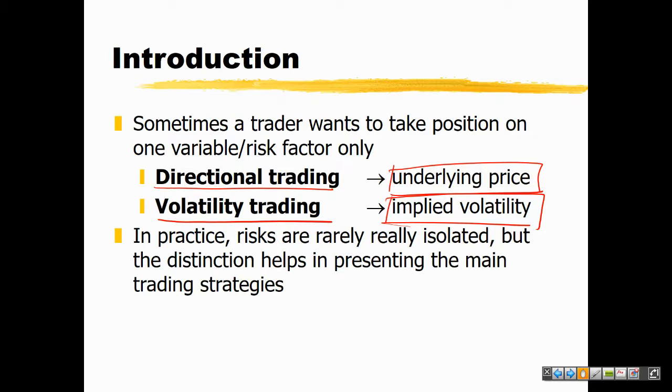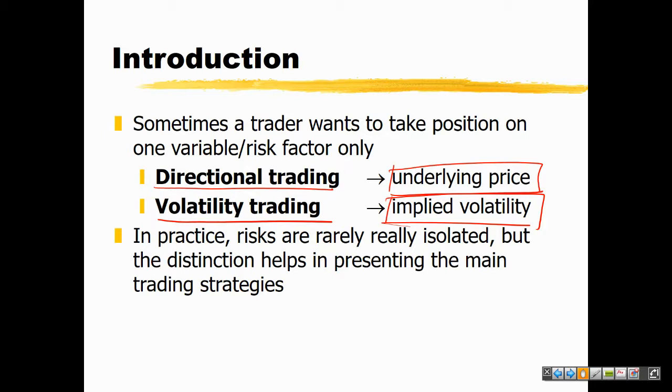Directional trading strategies are strategies in which you essentially want to bet on the change in the price of the underlying with little exposure to volatility. So strategies in which you have a large positive or negative delta and a small Vega, essentially. In a volatility trading strategy, you want to have a big Vega position and a small delta position. So big exposure to volatility, little exposure to the price of the underlying.